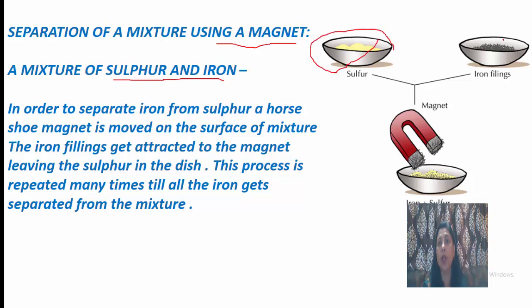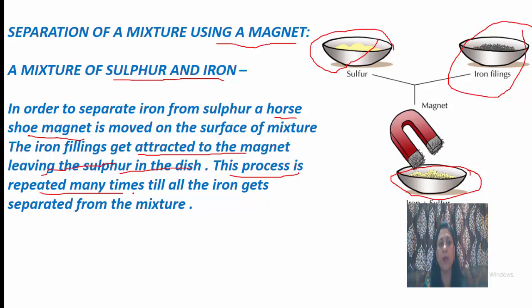This is sulfur, this yellow powder, and this black is iron filings. When these two are mixed, this mixture is iron plus sulfur, and what will we do? We will use a horseshoe magnet. You can see it's a U-shaped magnet, and this magnet is moved on the surface of the mixture. When the magnet is moved on the surface of the mixture, what will happen? All the iron filings will cling to the two poles of the magnet. They get attracted to the magnet, leaving the sulfur in the dish. This process is repeated many times till all the iron gets separated from the mixture.